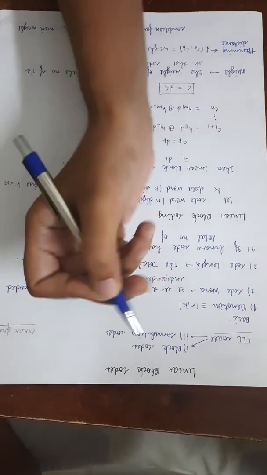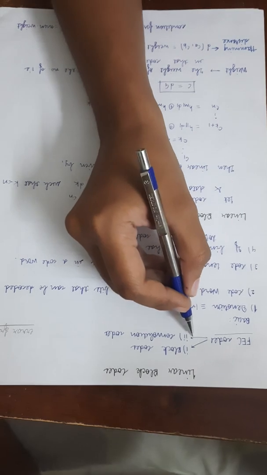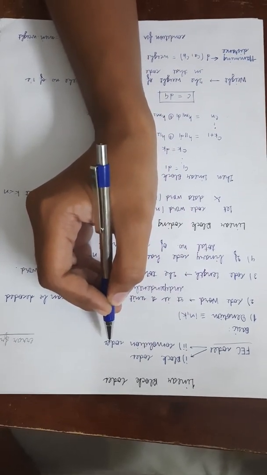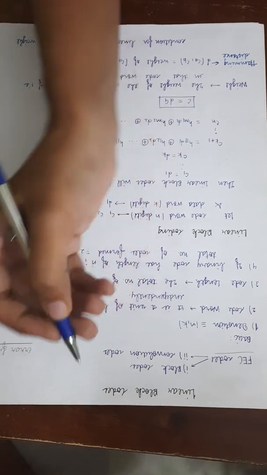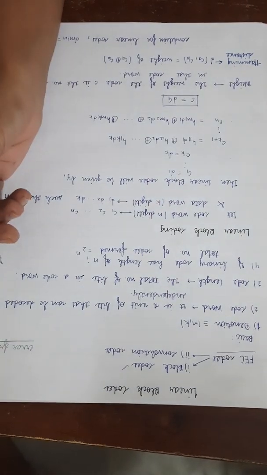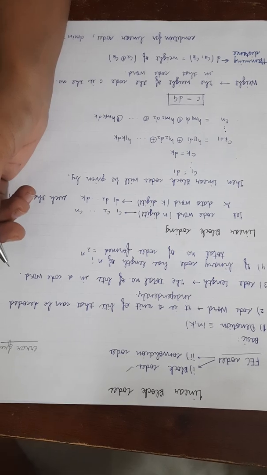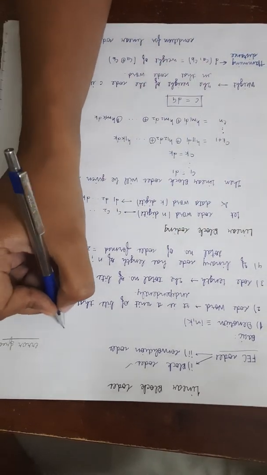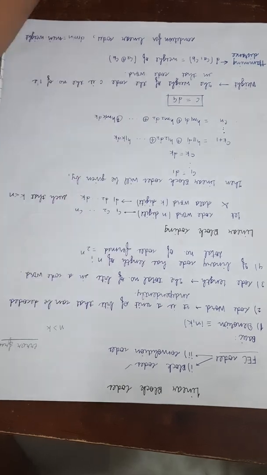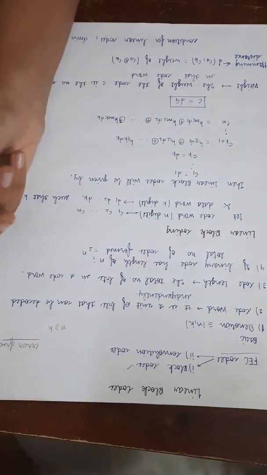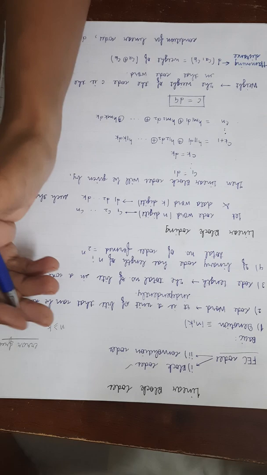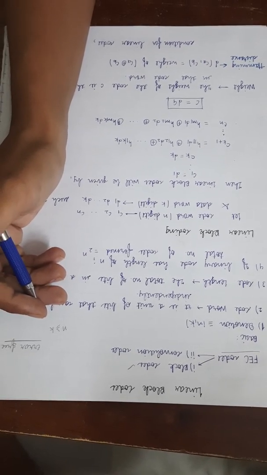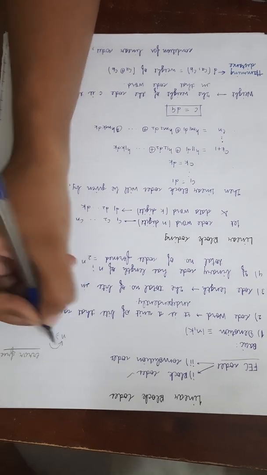The FEC codes are mainly classified into two groups. The first is block codes, and the second is convolution codes. Here we are going to discuss mainly block codes. In block codes, every block of k data bits is encoded into a longer code word of n digits, that is, n is greater than or equal to k. Every unique sequence of k data bits is converted into a unique code word of n digits.